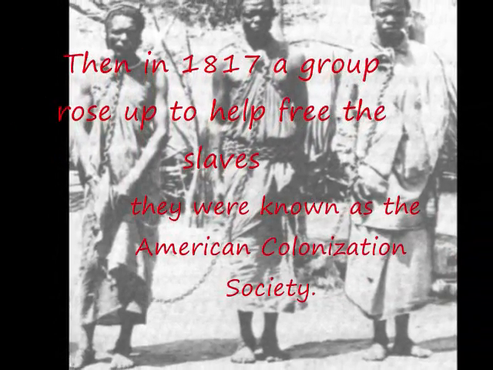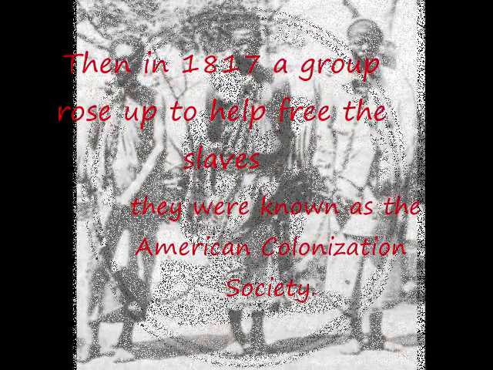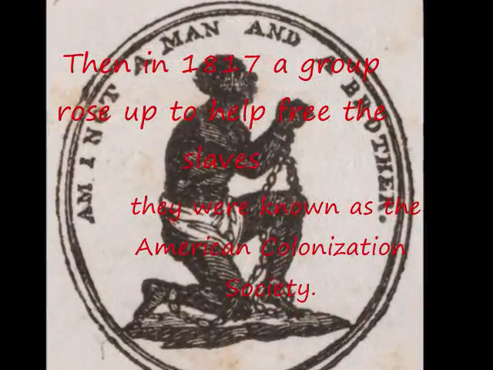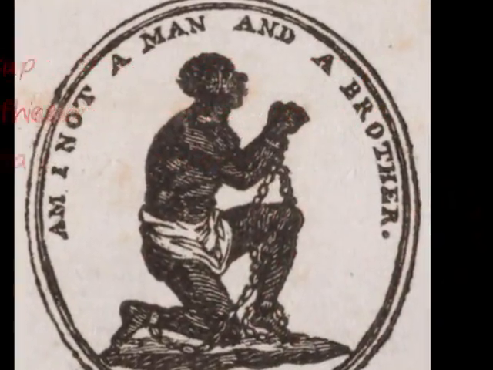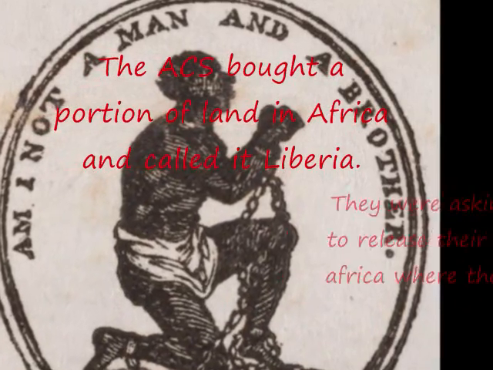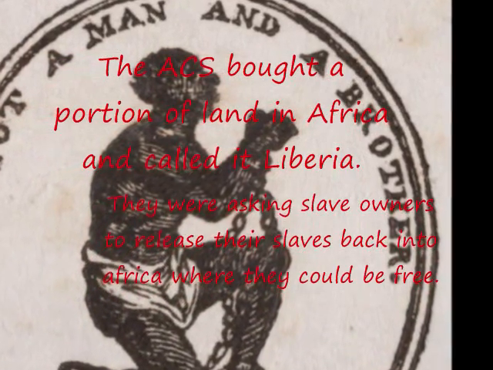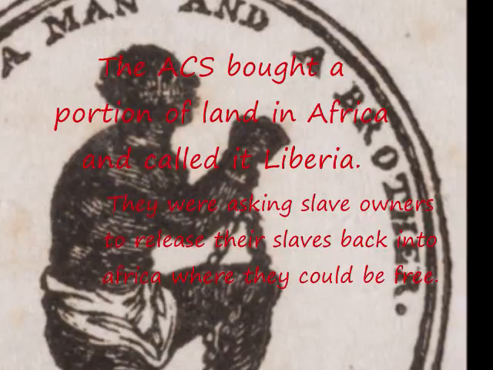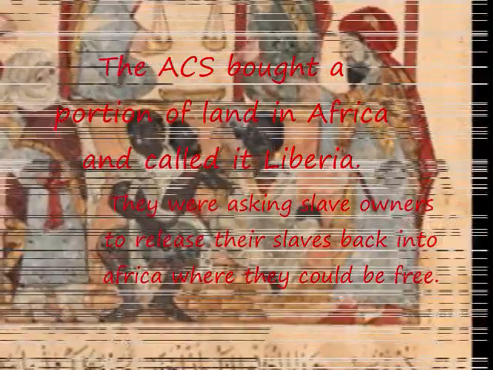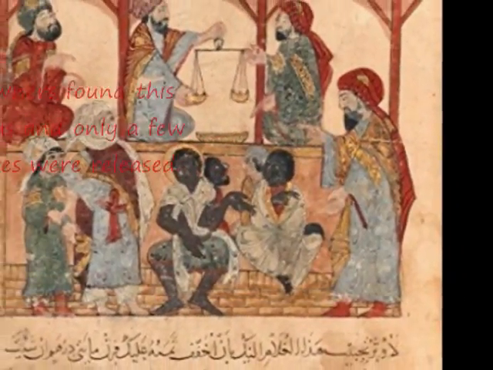Then in 1817, a group rose up to help free the slaves. They were known as the American Colonization Society. The ACS bought a portion of land in Africa and called it Liberia. They were asking slave owners to release their slaves back into Africa where they could be free.